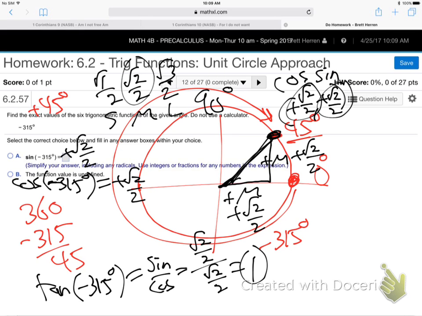We good? Am I moving too quick? The trick's not hard, right? Just unit circle, find the spots. That's like hit the button. So that won't be on part 1 of your test.